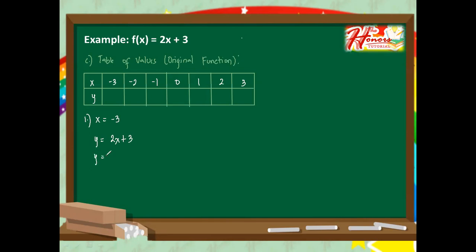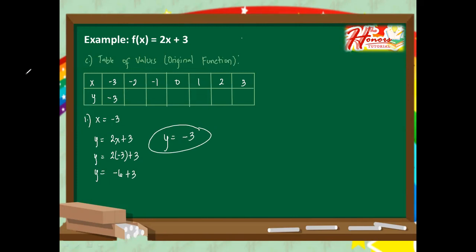So let's substitute the value of x, that is -3. So that's 2 times -3 plus 3. So we have here y equals 2 times -3, that's -6 plus 3. So we have here y equals -6 plus 3 is -3. So the value of y when x is -3 is equal to -3 also.